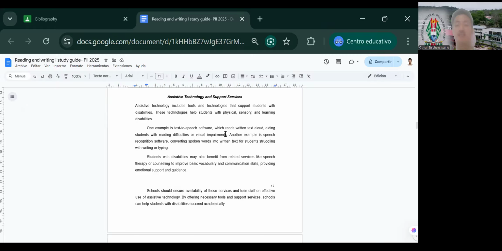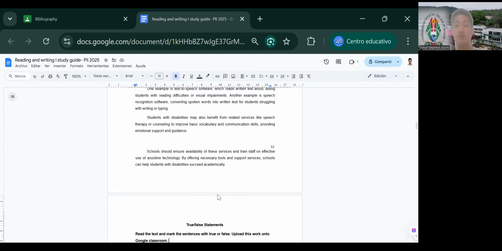Students with disabilities may also benefit from related services like speech therapy or counseling to improve basic vocabulary and communication skills, providing emotional support and guidance. Schools should ensure availability of these services and train staff on effective use of assistive technology. By offering necessary tools and support services, schools can help students with disabilities succeed academically.